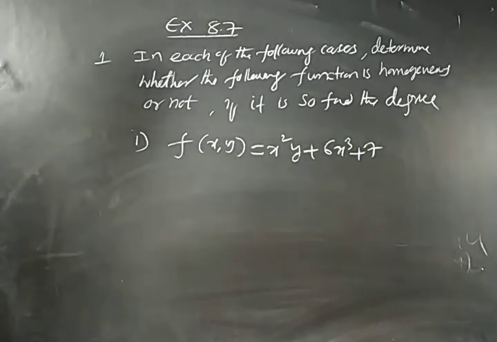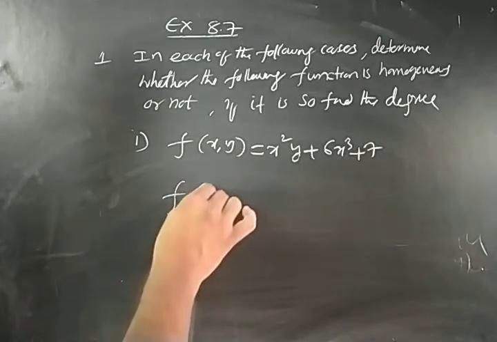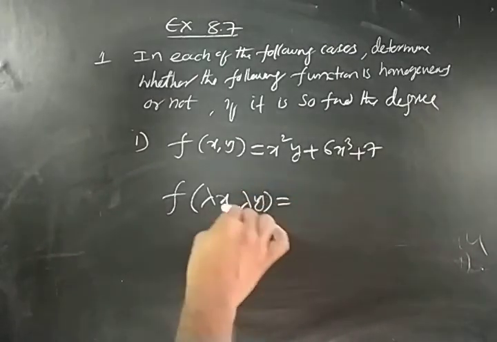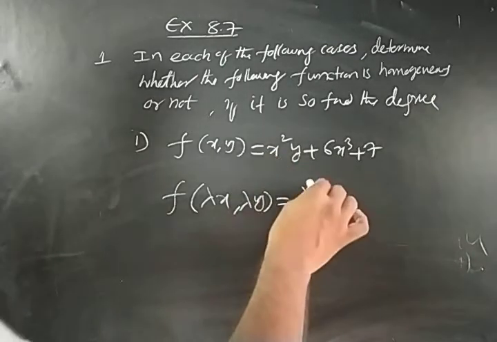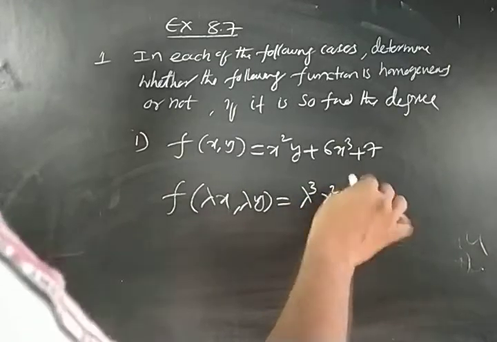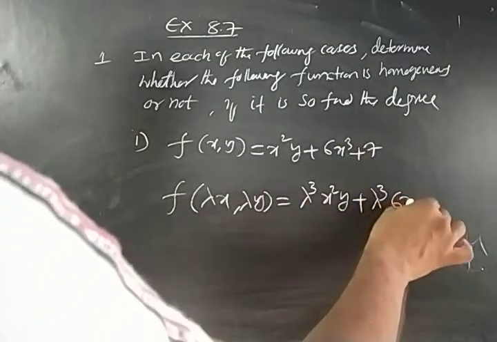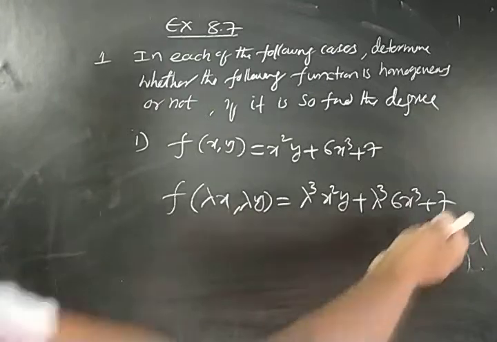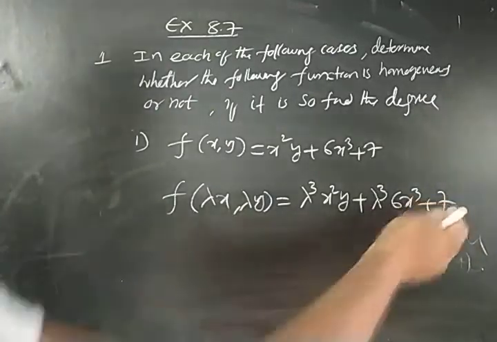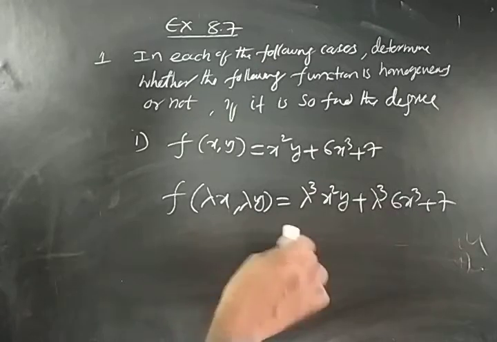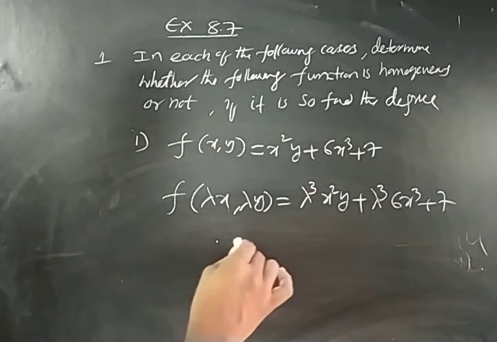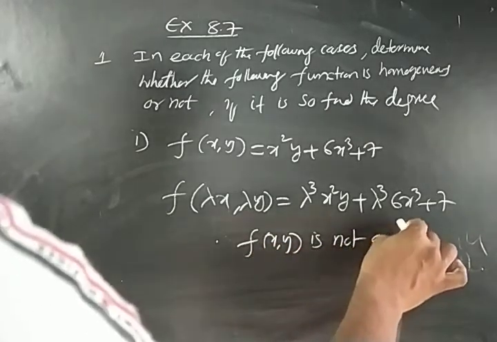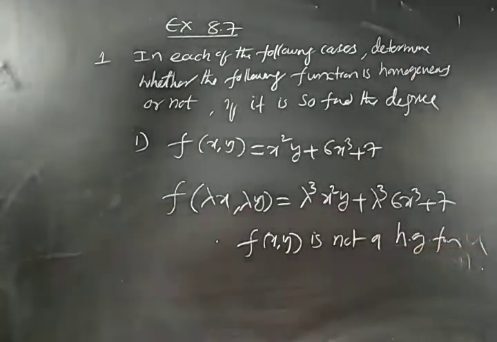Now let us check, is it a homogeneous function or not. To check this, we have to substitute lambda x in place of x, and lambda y in place of y. By substituting, you will get lambda cube x square y plus lambda cube 6x cube plus 7. But here we cannot take lambda common, because there is no lambda in the constant term. Therefore we can say that f of x comma y is not a homogeneous function.